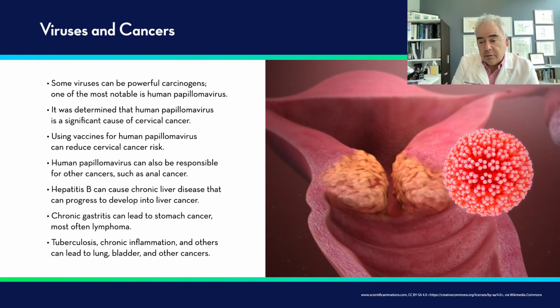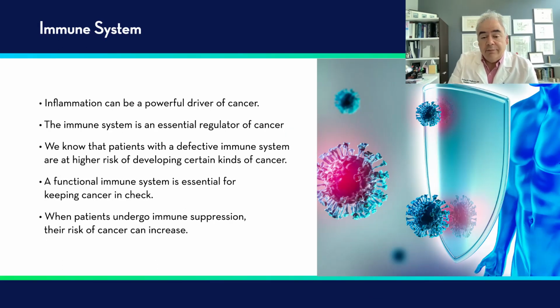Other viruses that have been associated with cancer include hepatitis B. Hepatitis B can cause chronic liver disease, which can progress to develop into liver cancer. Other infectious agents include Helicobacter of the stomach. So chronic gastritis can lead to cancer of the stomach, most often lymphoma, and other conditions, even conditions such as tuberculosis, chronic inflammation, and others can lead to various cancers such as lung cancer, bladder cancer, and other types of cancers. This has uncovered the idea that inflammation can be a powerful driver of cancer. And really, studies are starting to investigate this. How does chronic inflammation actually drive cancer?